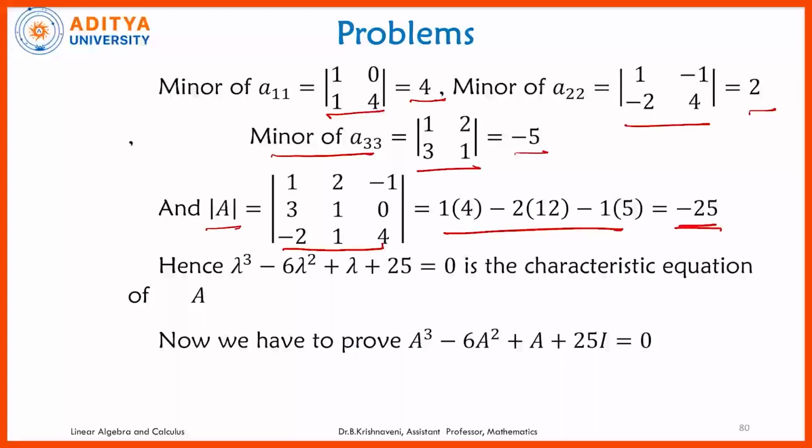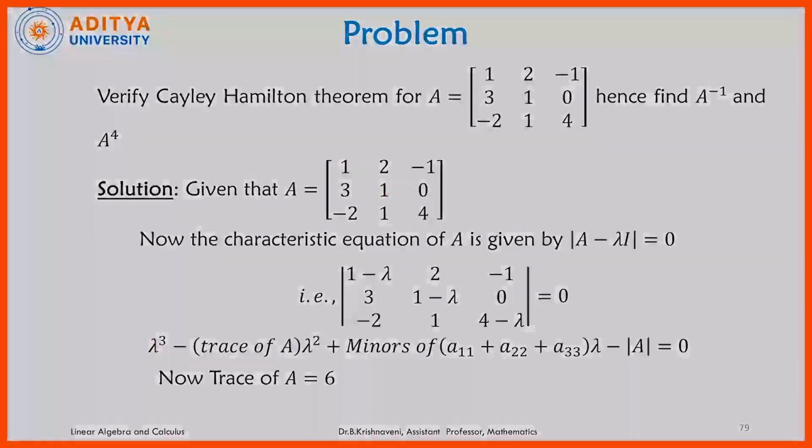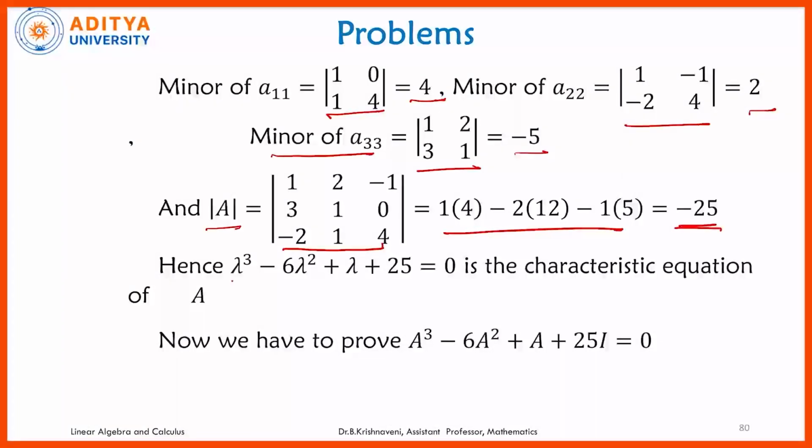Now substitute all these values in this equation, which gives the characteristic equation: lambda cube minus 6 lambda square plus lambda plus 25 is equal to 0. To verify the Cayley-Hamilton theorem, we have to substitute lambda equal to A in this equation. Then the equation becomes A cube minus 6A square plus A plus 25I is equal to 0. We need to find A cube and A square first, substitute all in this equation, and show that the value is equal to 0.